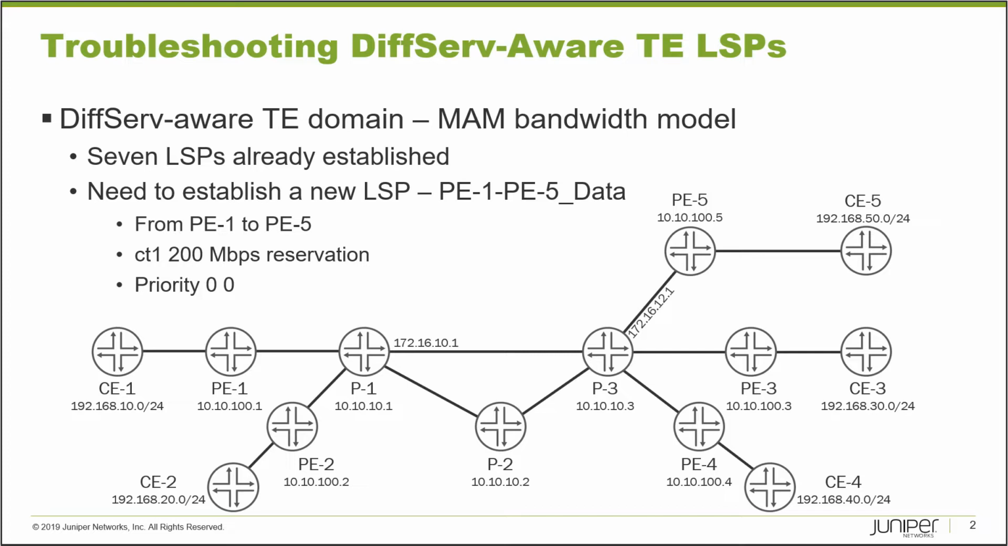Now, I didn't put the IP address for the PE1 to P1 link because there's only one link that is participating in the MPLS DiffServ-Aware TE domain. So keep that in mind when we look at the TED for PE1: there's only going to be one link. There was no real reason to specify the IP address there because we won't need to use the IP address to find that link in the TED. Okay, so let's go ahead and jump to the CLI.